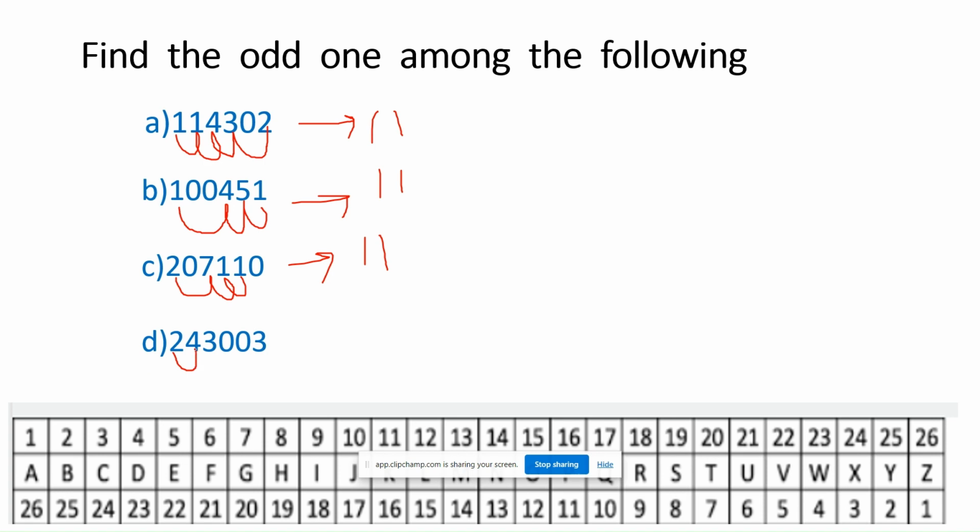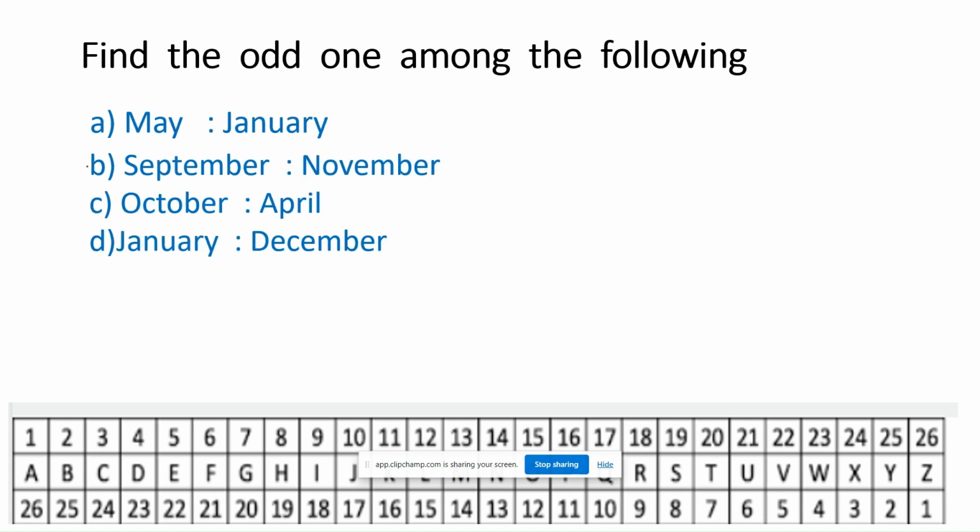2 plus 4 is 6. 6 plus 3 is 7, 8, and 9. 9 plus 3 is 10, 11, 12. So here when we add, the answer is 12. So here is 11, here also 11, here also 11. So the odd one among these is option D. Okay? So now let us move on to the next problem.